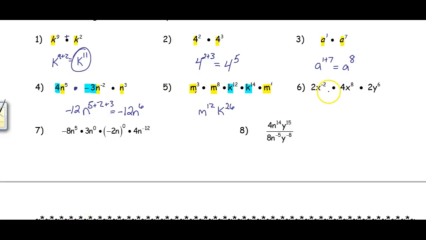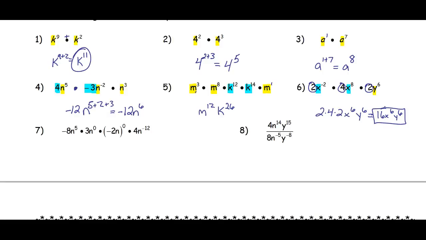All right, number 6. Okay, all your bases are the same here, x, x. Y is going to be there by itself. Then we also have our different numbers out front: 2 times 4 times 2. Our x's stay, so x, negative 2 plus 8 is 6. Then our y to the 6th is just coming down. Since we're not multiplying it, we're not adding anything, it's just staying the same. So our final answer here is 2 times 4 times 2 is 16, x to the 6th, y to the 6th. So there's our final answer there.